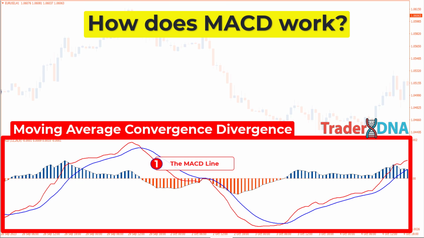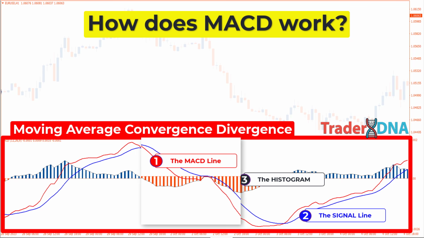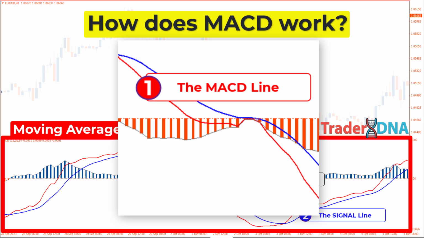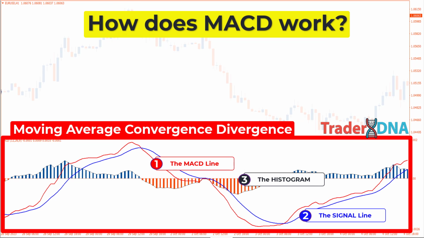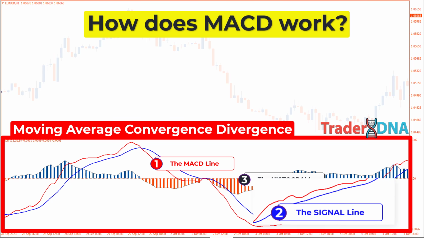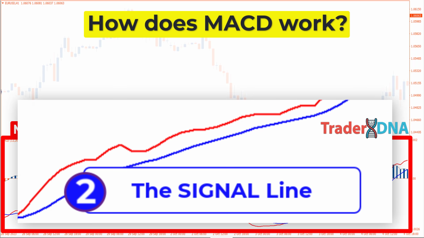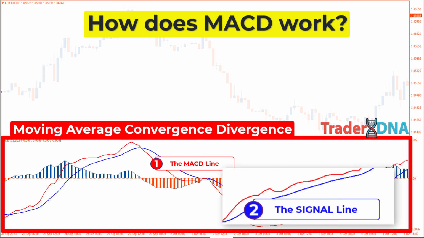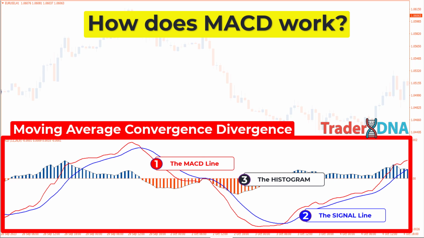First, the MACD line. Second, the signal line. Third, the histogram. The initial line, referred to as the MACD, represents the disparity between two moving averages, typically the 12-period EMA and the 26-period EMA. It's crucial to grasp the distinction between MACD the indicator and MACD the line. The second line, known as the signal line, is the moving average of the first line, usually a 9-period EMA. To put it another way, it's the moving average of the MACD.